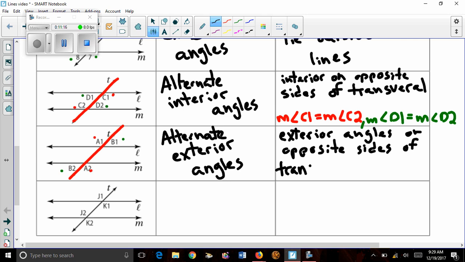And very similar to the example above, I'm just going to give one. We could say that the measure of angle A1, and not the steak sauce, equals the measure of angle A2.